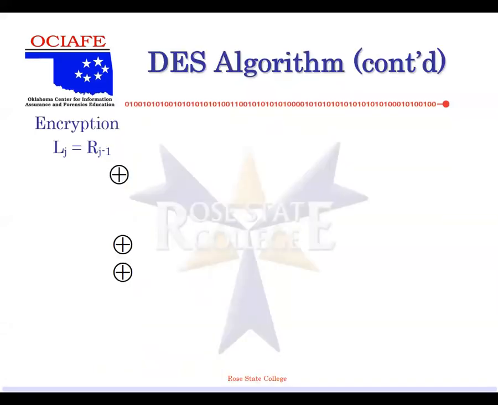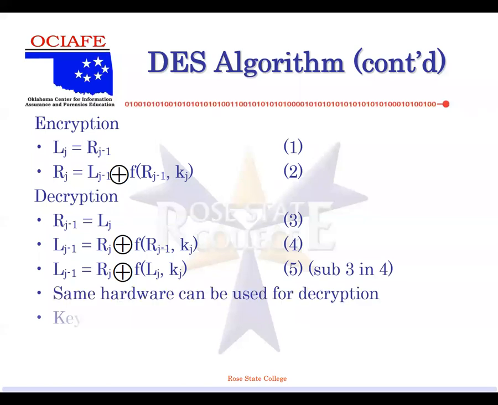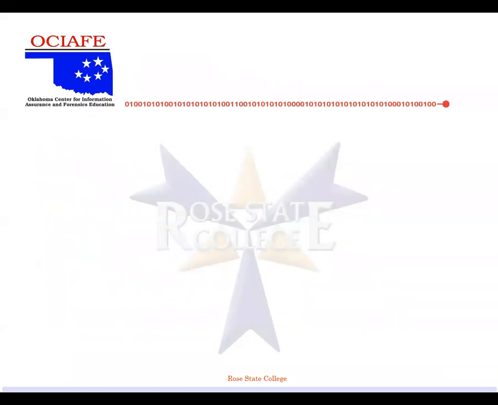Okay. So the algorithm. You do not need to memorize this. So the left is equal to the next right. In other words, the left is equal to the previous right, because remember, we have the left and the right. See how that works? I'm not going to go through this, but encryption and decryption are basically the same, very, very close. The same hardware can be used for both. Keys are submitted in reverse order for decryption.